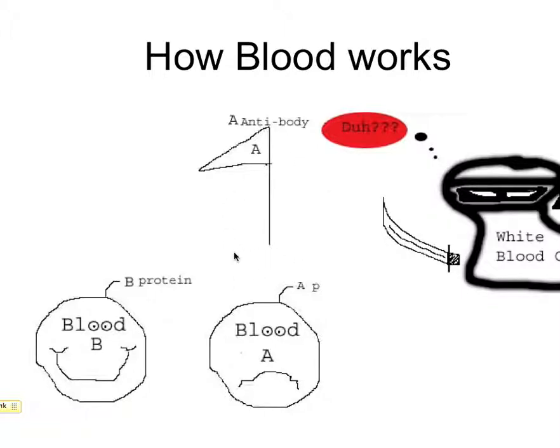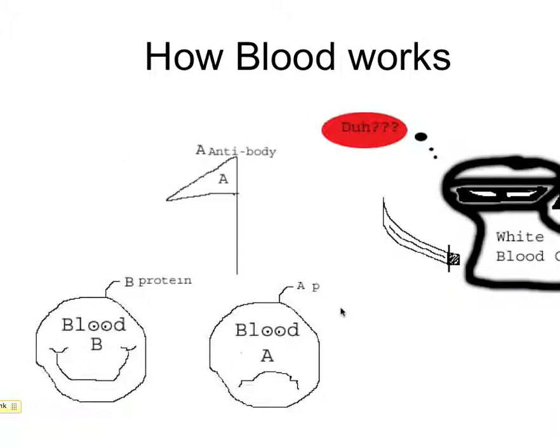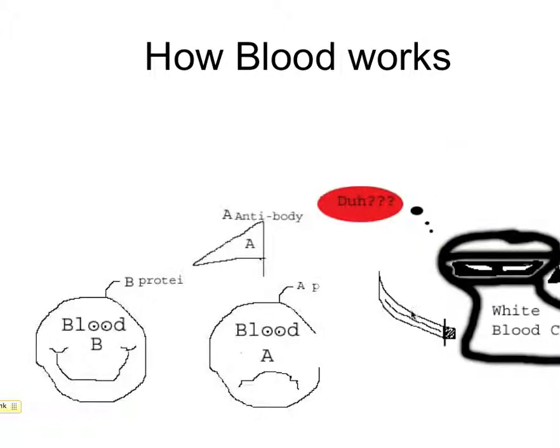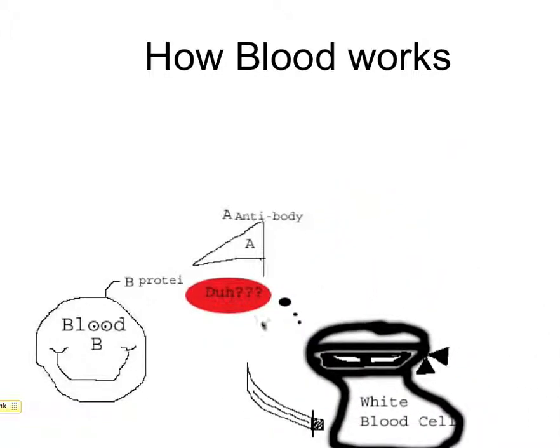So, quick review. Let's say you have B blood. If you have B blood, you have the B protein, because the protein tells you what kind of blood it is. That means you have the A antibody. Now, if you're given A blood, the A antibody sees that there's an A protein here and tells the white blood cell, come destroy. It attaches itself and tells the white blood cell, kill. The white blood cell comes over and destroys the blood cell, causing coagulation, or the blood to clot.